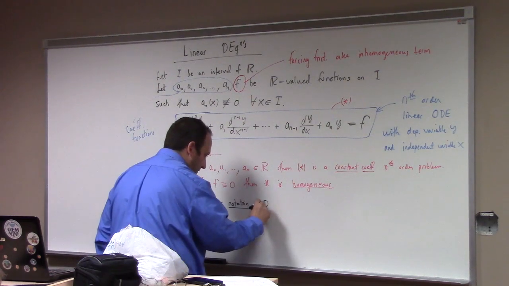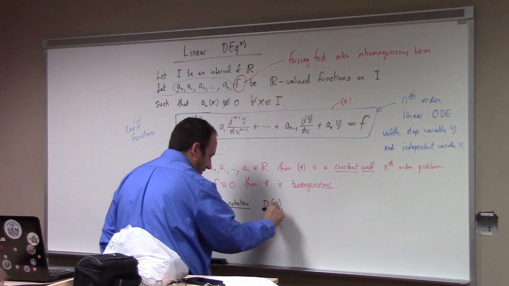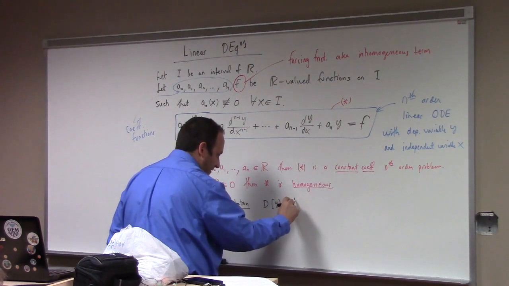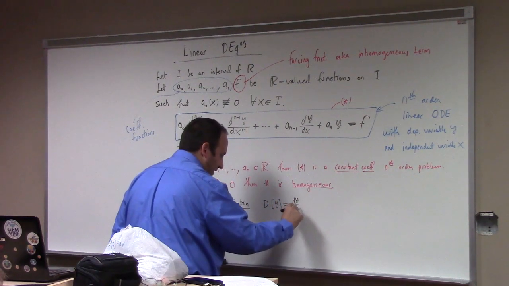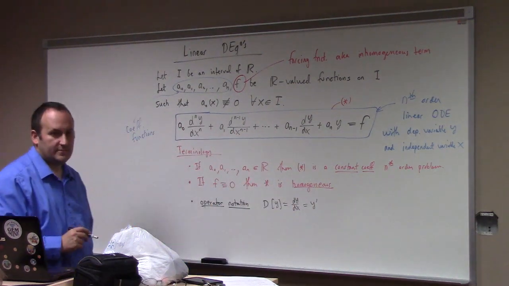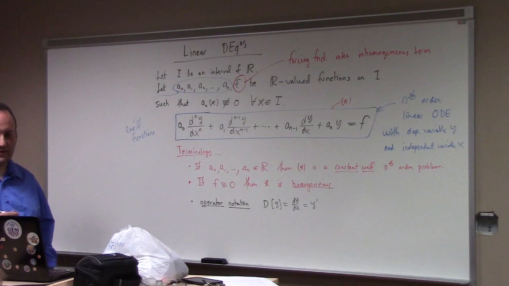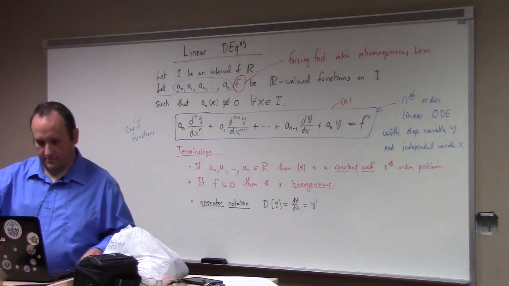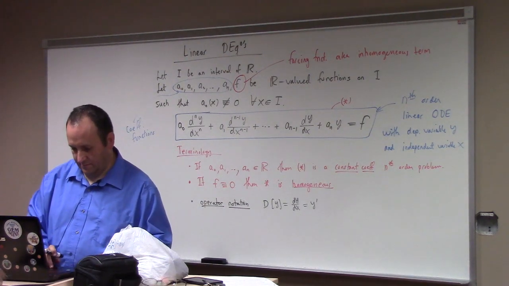So here, D acting on y is dy/dx, and sometimes we'll also write that as y prime. So big D is differentiation with respect to the independent variable. What would D squared y be?